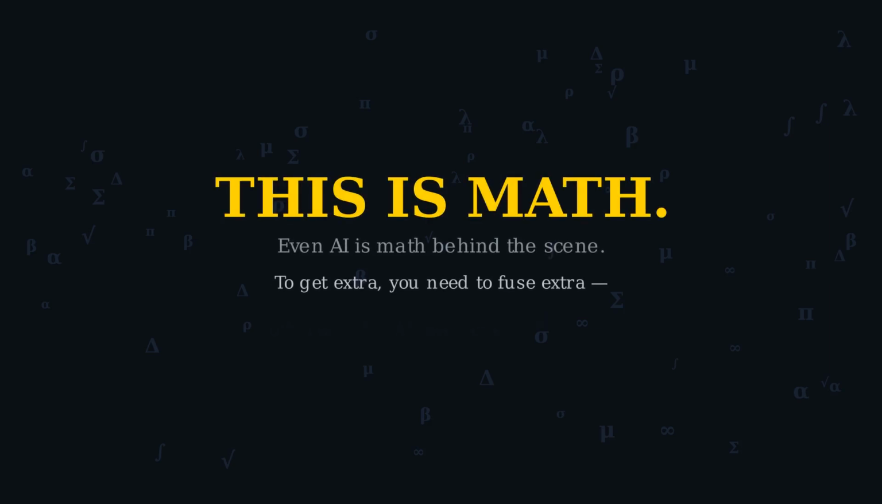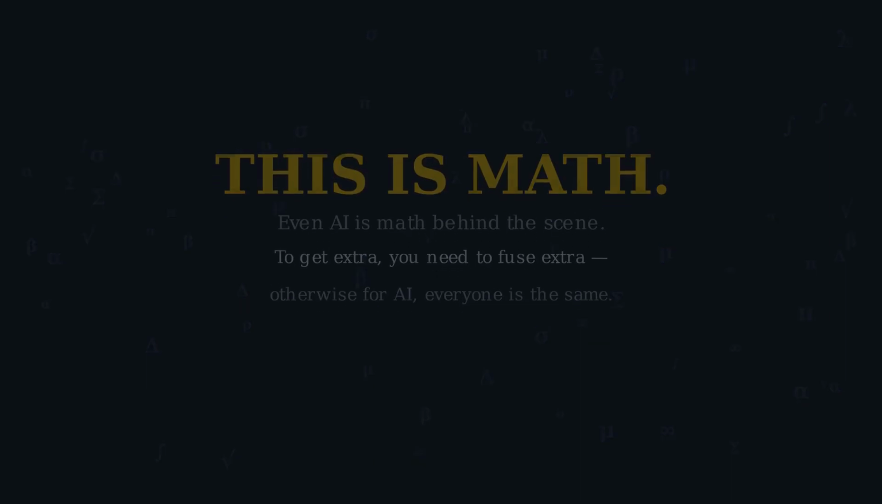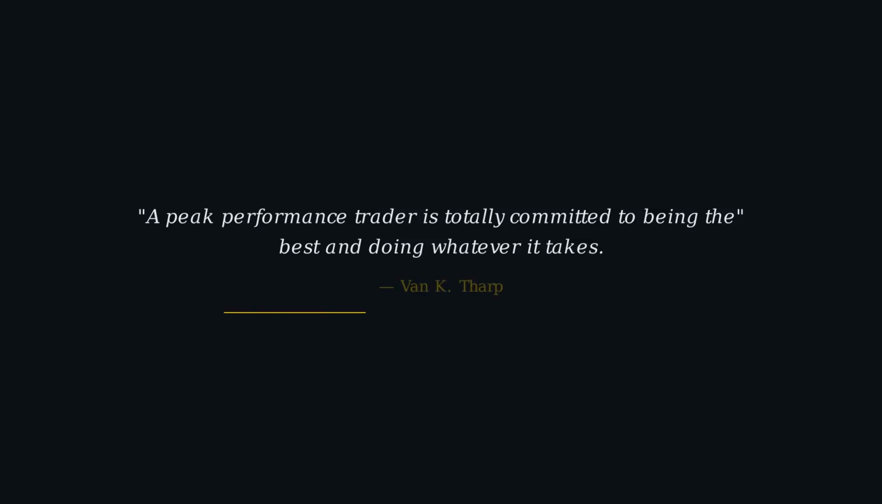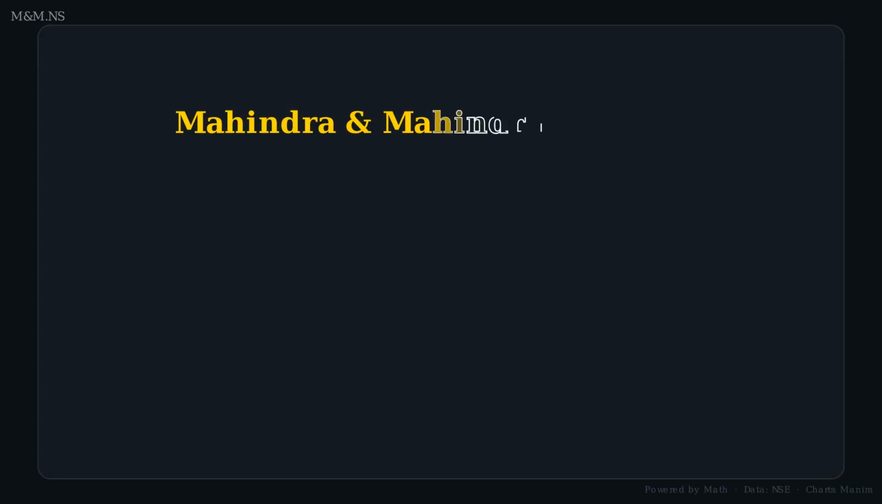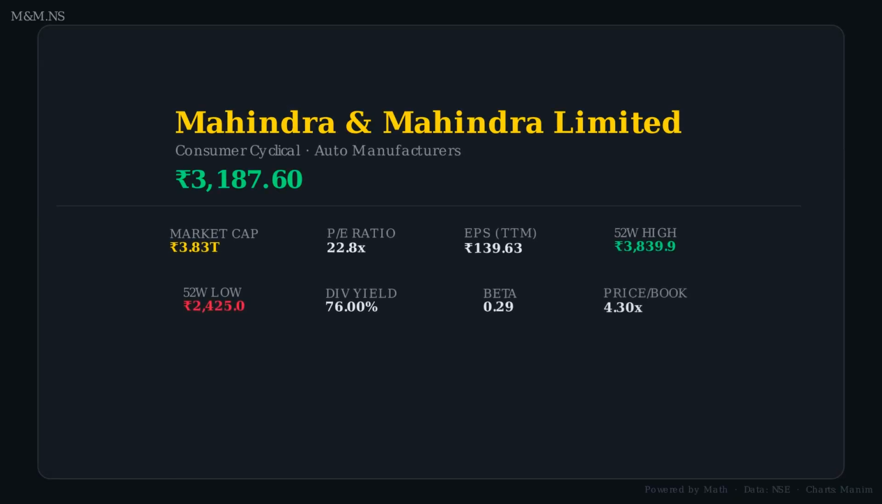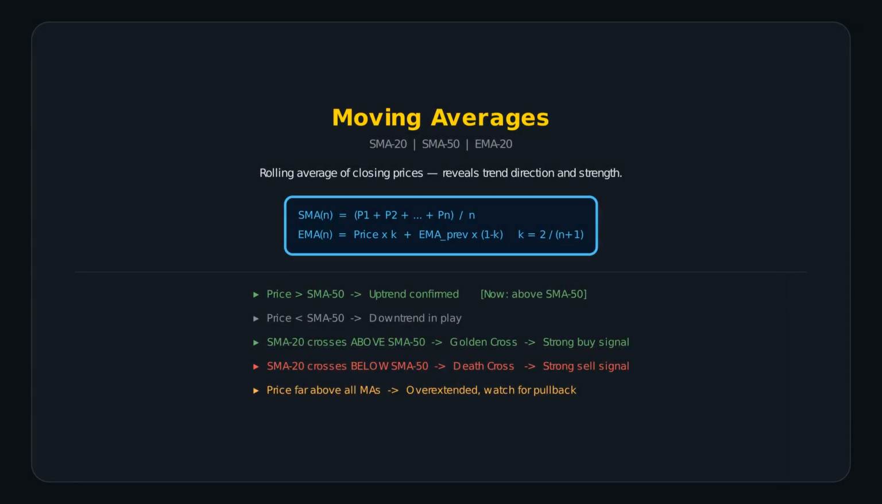This is Math. Welcome to the technical analysis of Mahindra and Mahindra Limited. M&M.NS is a consumer cyclical company with Rs 3.8 trillion. Over the past 3 years, the stock has gained 184.5%. We will break down 4 key indicators: moving averages, Bollinger Bands, RSI, and MACD, because every line on this chart is a formula. Let us start with moving averages, the foundation of trend analysis.